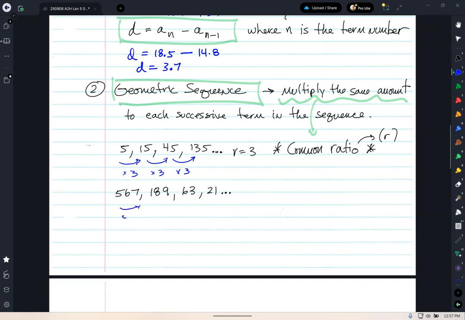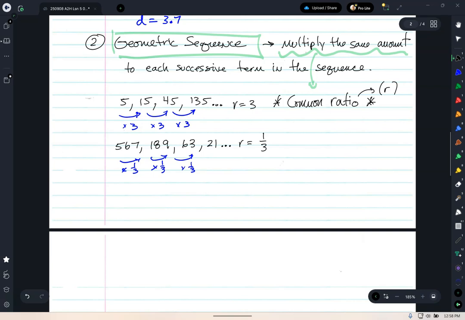Okay. Times 1/3. Which ends up really being division, right? So you can look for the division just like you could have looked for the subtraction from above, right? But you have to write it as a multiplication problem because when you write your common ratio number, your R number, you have to be able to multiply it. If I say divided by 1/3, I'm wrong. Because if I divide by 1/3, I'm really multiplying by 3. Okay? So keep that in mind. It's important that you understand that.